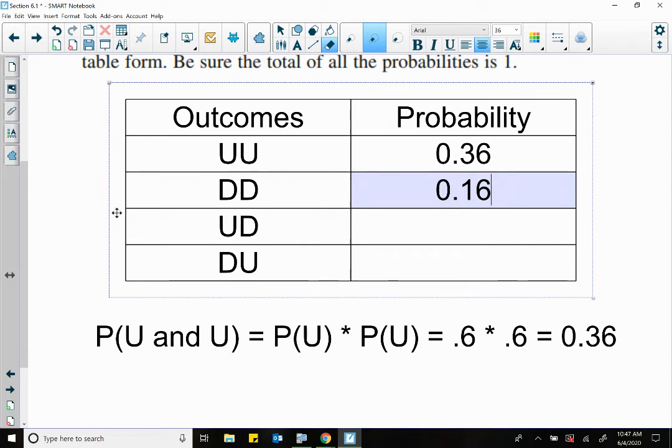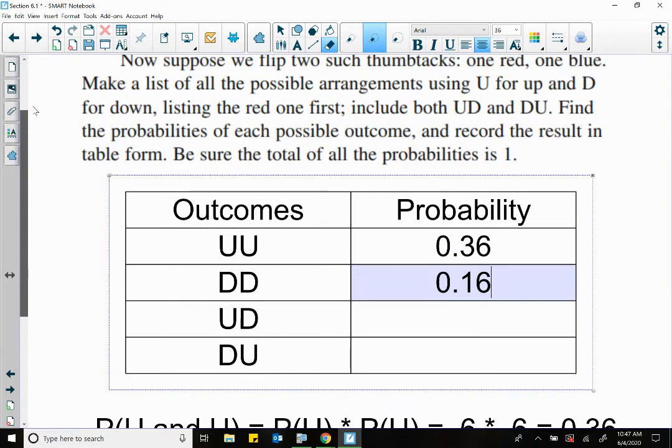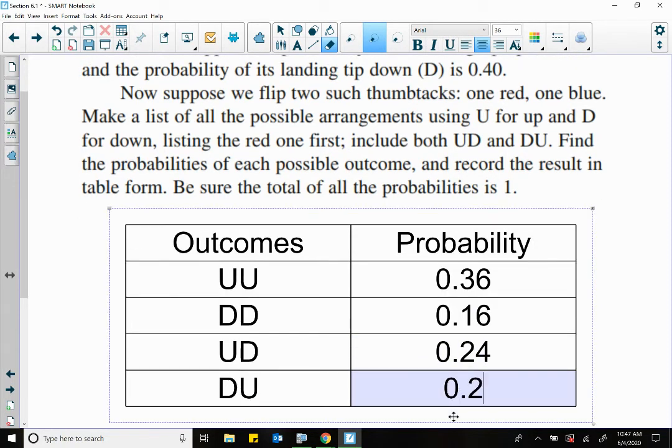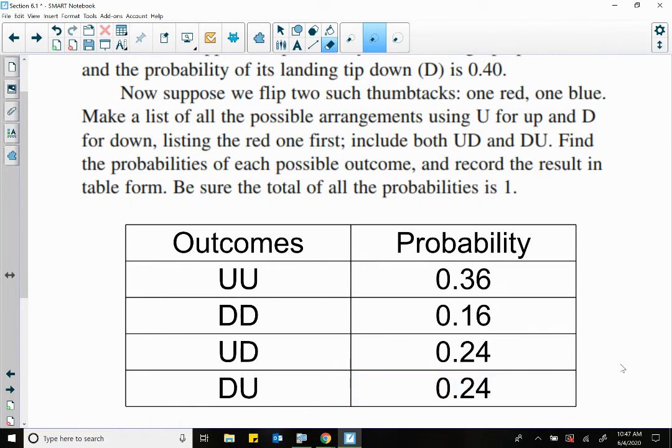UD and DU will actually have the same probabilities. So I just need to multiply the probability of up times the probability of down. So 0.6 times 0.4. So when I multiply those, I get 0.24 and 0.24. And it says right here, all the probabilities should add up to 1. So if I go to my calculator and take 0.36 plus 0.16 plus 0.24 plus 0.24, I do end up with 1. So there's the table. That's what they were looking for.